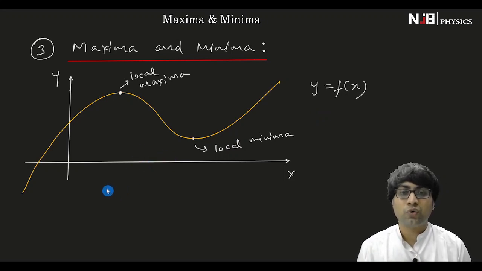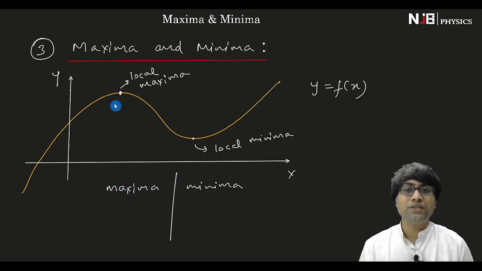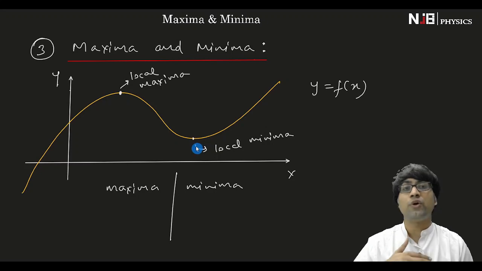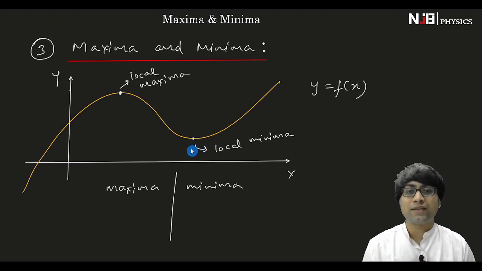So let's have a look at the mathematical condition of maxima and minima. Well, the first thing that you will observe is that at both of these two points, the slope is going to be 0, because if you draw a tangent at these two points, it is going to be parallel to the x-axis.